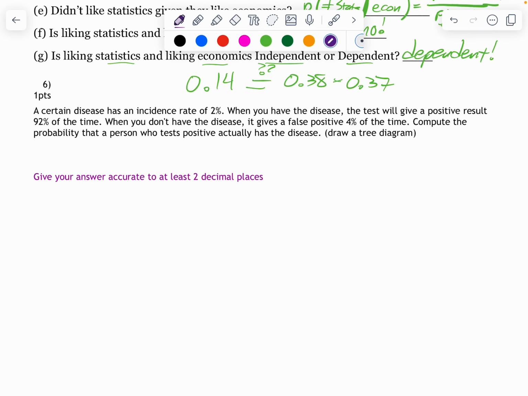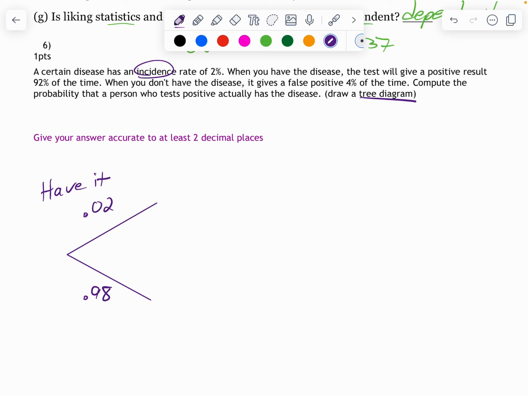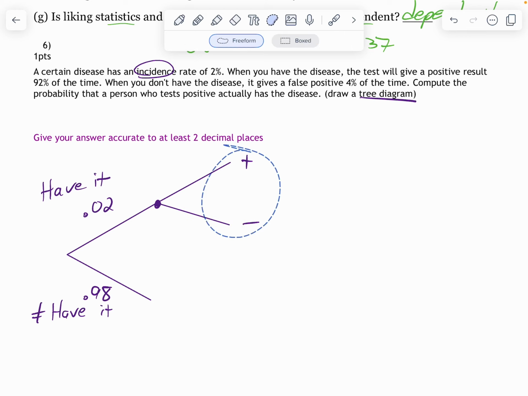6, I've helped lots of you on this one. This is a tree diagram. An incident rate means in the whole population, for me, 2% of the population have it. They have the disease. And then going the other way, the rest of the population doesn't have it. So they do not have it. Okay? Then each group can take a test to see if they have it. And you can get a positive test or a negative test for both groups.